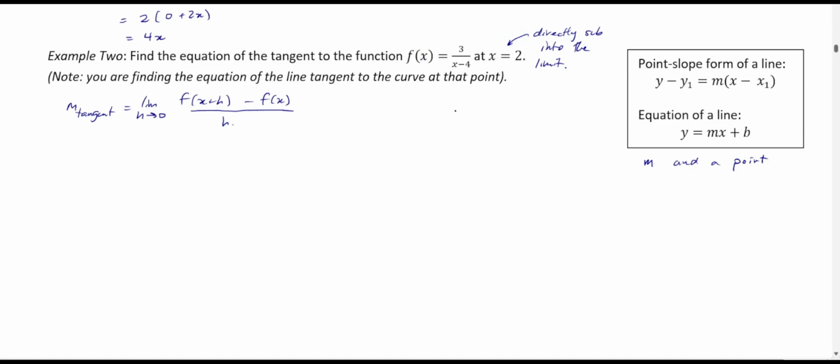I'll just do some work on the side here. I'll put it in green, why not? f at 2 is equal to 3 over 2 minus 4. So f at 2 is just equal to negative 3 over 2. And then I have to do x plus h. So f at 2 plus h is equal to 3 over 2 plus h minus 4. All right, so this should equal 3 over h minus 2.